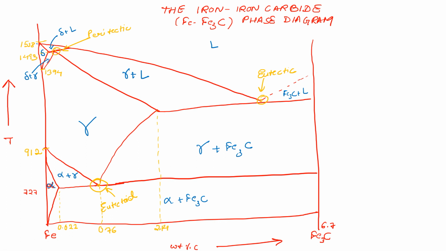For cast irons, we consider from 2 to 4.58% of carbon. This eutectic point stays at about 4.3, and this temperature here is 1147. This is the eutectic temperature, of course, in degrees centigrade.